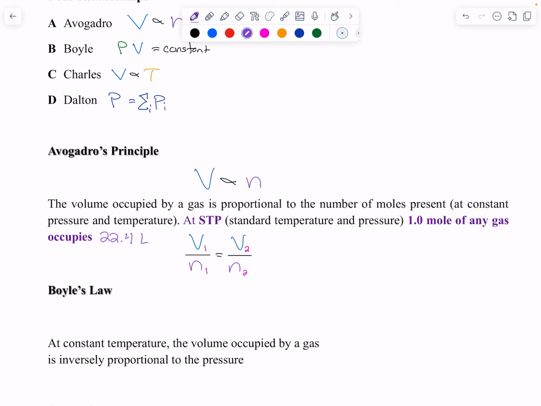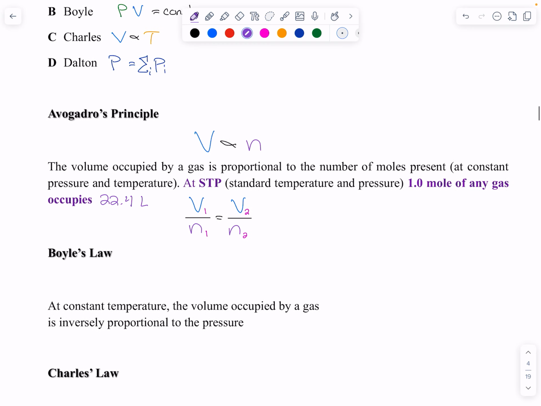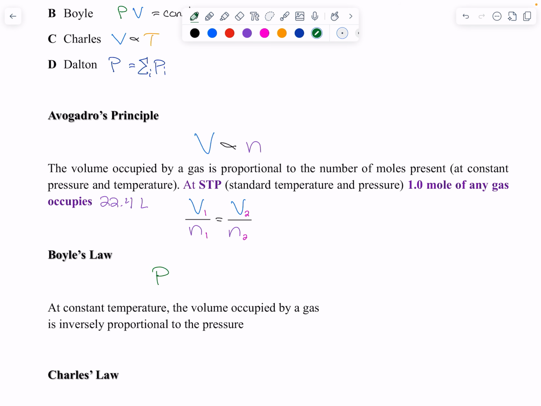22.4 liters. Now, Boyle's law: pressure and volume are inversely proportional, PV. In this case, when one goes up, the other goes down. 1 and 2, 1 and 2. So if my pressure goes up, my volume goes down. A balloon is a great example. If you squeeze the balloon, you're reducing the volume, and the pressure is going up. If you halve the volume of the balloon, the pressure doubles. Do that enough and the balloon will pop with a loud noise. But that's at constant temperature.